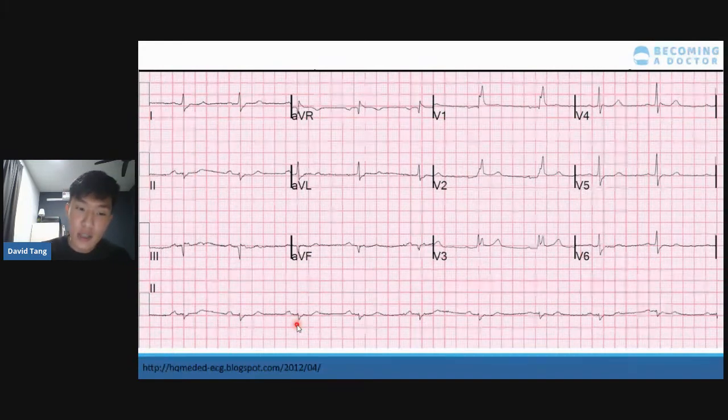And your rate is actually determined by the QRS complexes. And in this one, we have 1, 2, 3, 4, 5 small squares. 300 divided by 5, so the heart rate is around 60. Okay.